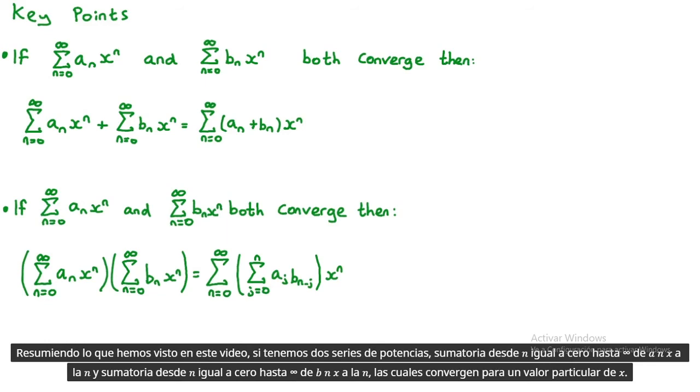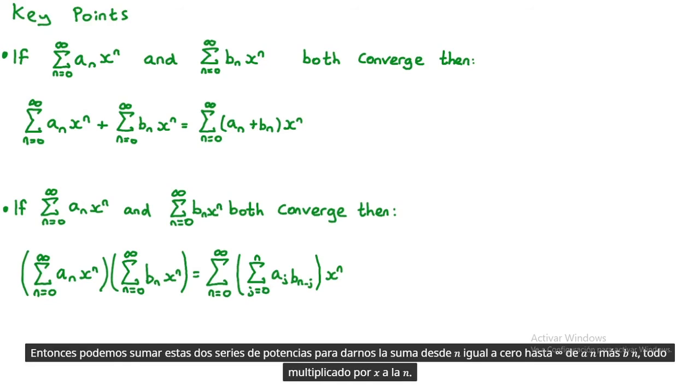So, to summarise what we've shown in this video, if we have two power series, the sum from n equals 0 to infinity of a_n x to the nth power, and the sum from n equals 0 to infinity of b_n x to the nth power, which both converge for a particular value of x, then we can add these two power series together to give us the sum from n equals 0 to infinity of (a_n plus b_n), all multiplied by x to the nth power.